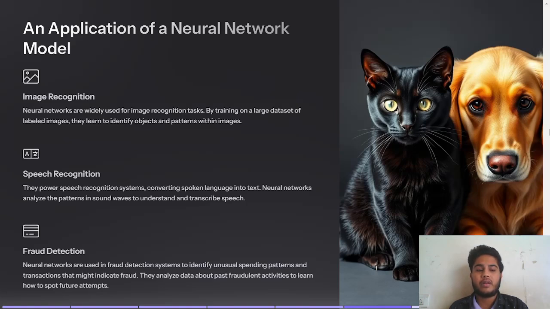Speech recognition. Neural networks power speech recognition systems, converting spoken language into text. Neural networks analyze the patterns in sound waves to understand and transcribe speech. Third is fraud detection. Neural networks are used in fraud detection systems to identify unusual spending patterns and transactions that might indicate fraud. They analyze data about past fraudulent activities to learn how to spot future attempts.